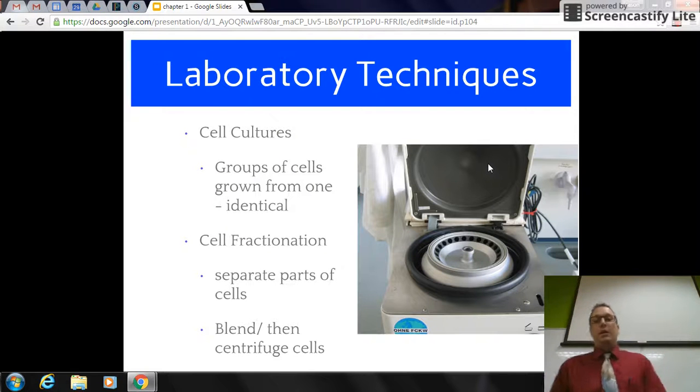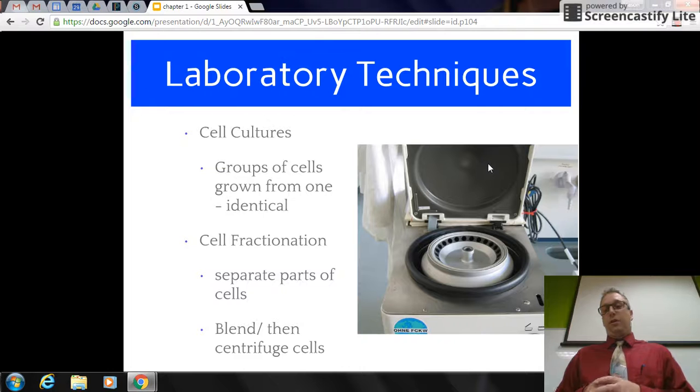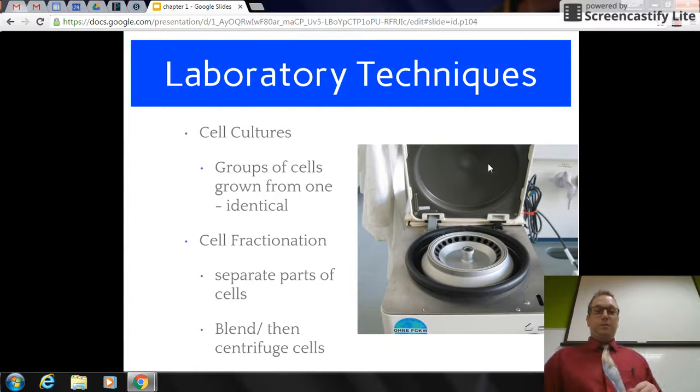All right, other lab techniques, cell cultures. Cell cultures have come a long way in the last 70, 80 years. We can grow a group of cells from one, and so then we can better study what that one cell had, whether that one cell had a disease or a unique protein or something we wanted. We can study that very well using cell cultures.